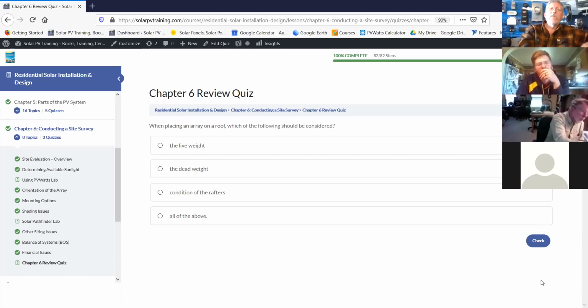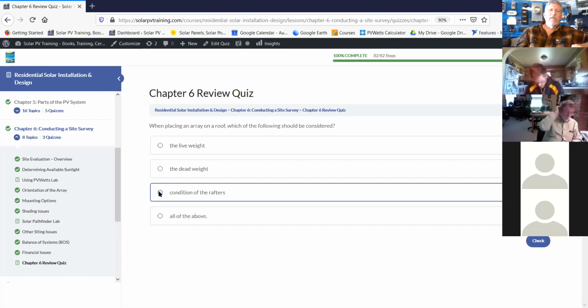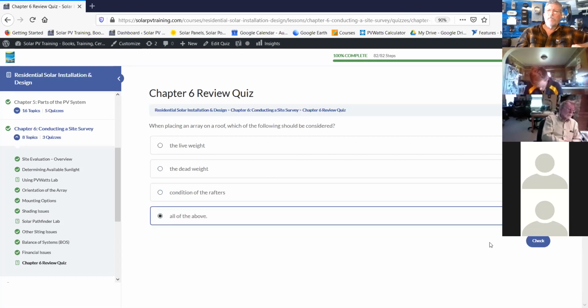Okay, when placing an array on a roof, which of the following should be considered? The live weight, the dead weight, the condition of the rafters, or all of the above? All of it. All of the above is going to be important.